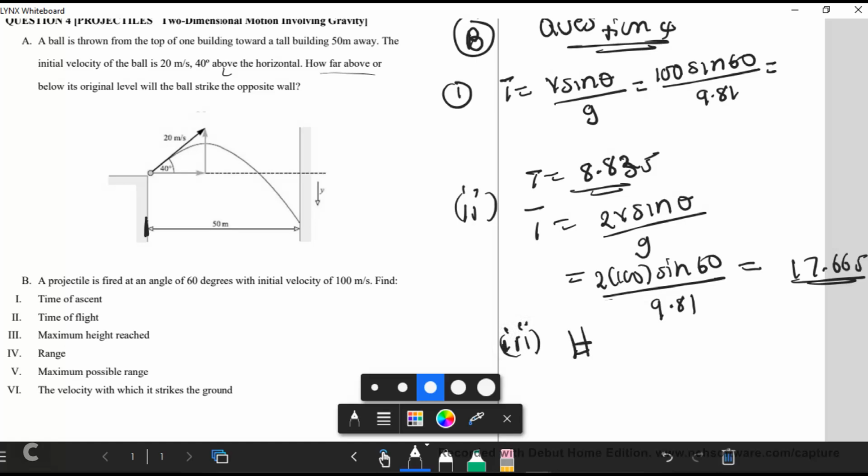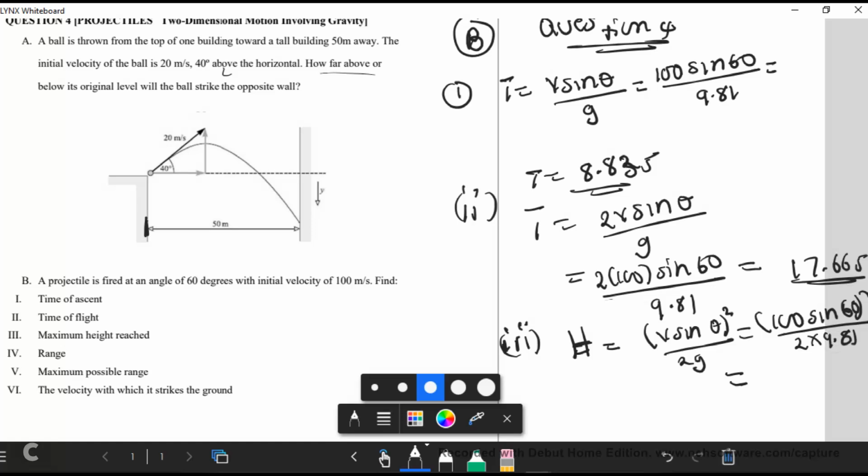So the maximum height, that will be what? V sine theta squared over 2g. So let's see, 100, right? Sine 60 here squared over 2 times 9.81.